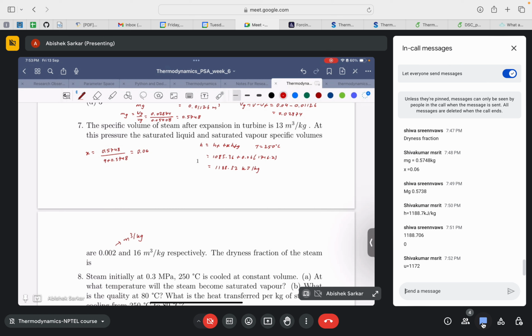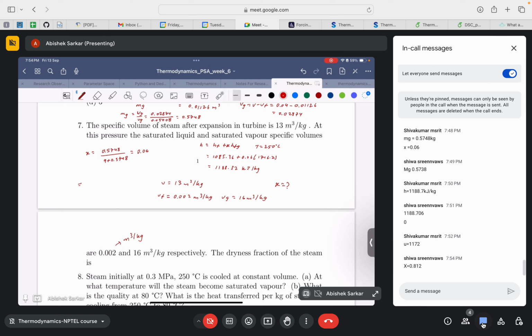So question number 7 is the specific volume of steam after the expansion is 13 meter cube per kg. Here, given v as 13 meter cube per kg. So vf, I think it's a very simple question again, is 0.002 meter cube per kg, and vg is 16 meter cube per kg. So you are asked to find the value of the dryness fraction. 0.812. Yeah, that's correct.